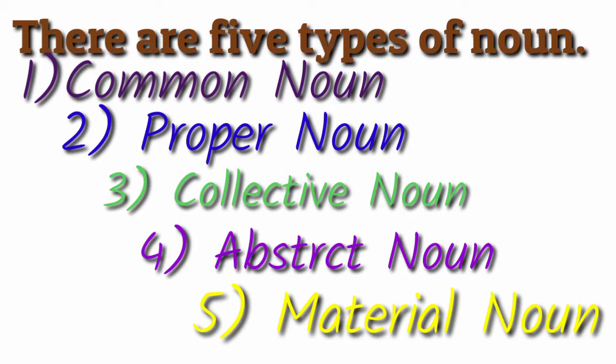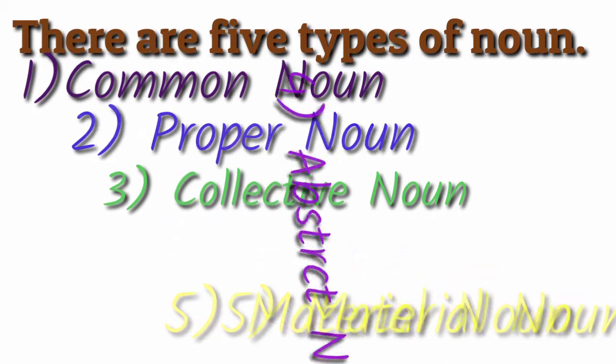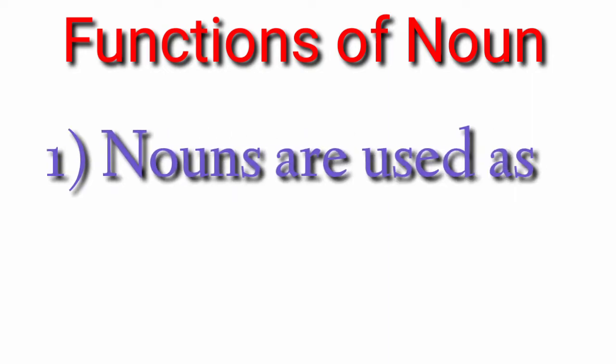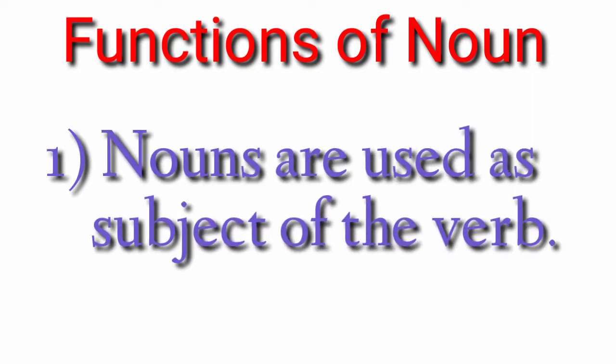Let us see now what is the use of a noun, how it is used in a sentence, what is the function of a noun, that we are going to see in the present video. Let us see the functions of nouns. Nouns are used as the subject of the verb. This is the first function of a noun, subject of the verb.